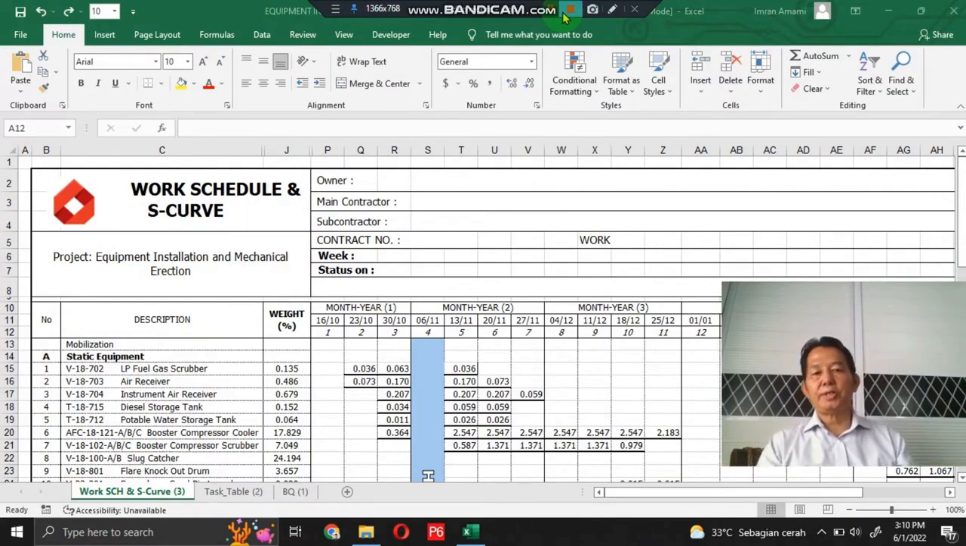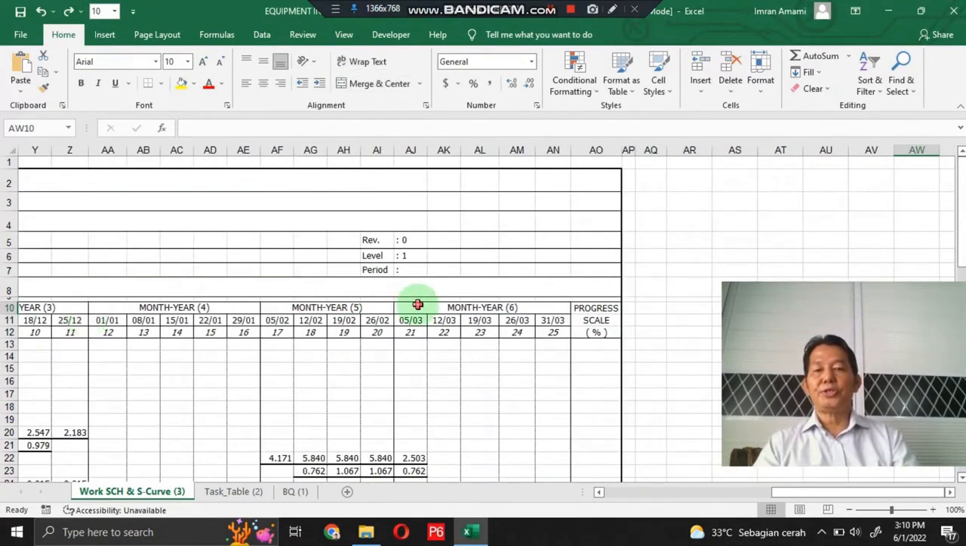Today I would like to share how to create a work schedule and scope for equipment installation and mechanical erection for construction projects in the oil and gas field. As seen on the screen here, the condition in this template is a work duration of 6 months, or 25 weeks.